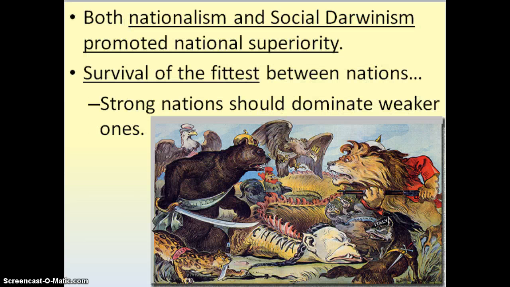Both nationalism and social Darwinism promoted national superiority. The European countries felt they were better than everyone else, and also survival of the fittest. You see this in a lot of the nature films, where the strong animal has the right to take out the weaker animal. Well, they took it as the strong nations should dominate and take care of the weaker ones. This is a very famous political cartoon you'll look at later in the unit, and it shows the sleeping giant of China and all the European countries around it ready to pounce when it wakes up.